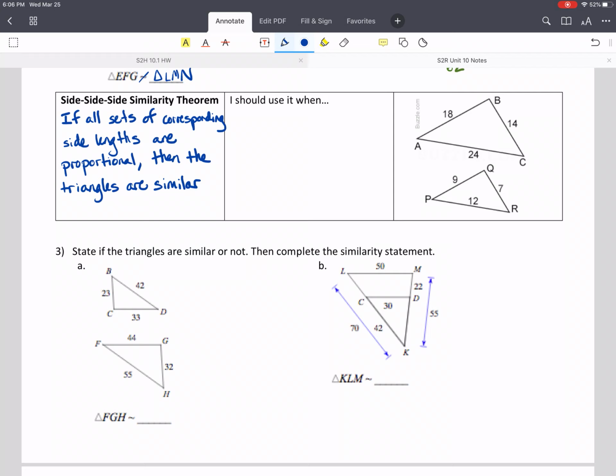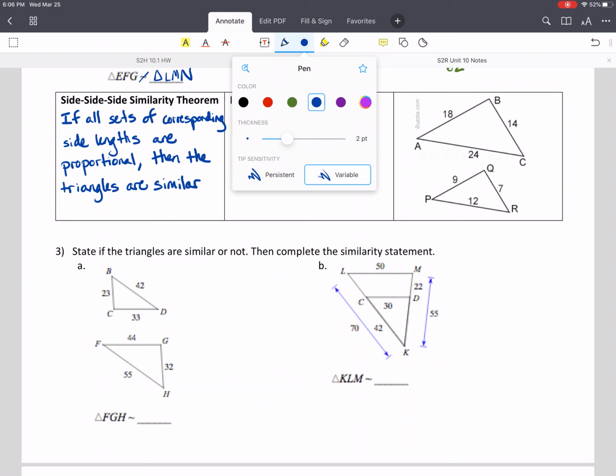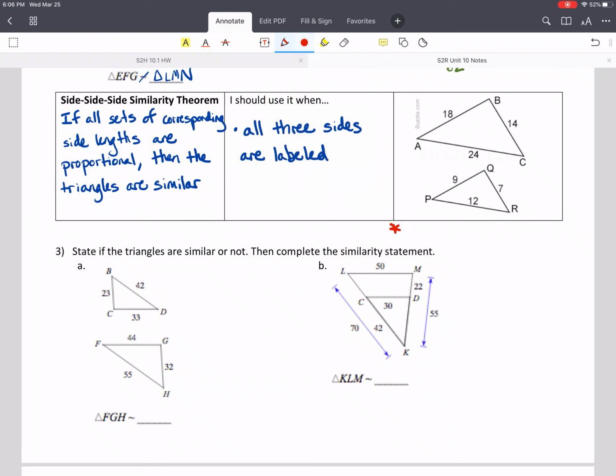You should use this when all three sides are labeled. And so once again, I'm just going to be looking for, is it the same scale factor that's going on here? And I'm still going to remember, I'm going to write it down again because it's so important and helpful. Longest with longest. Shortest with shortest.